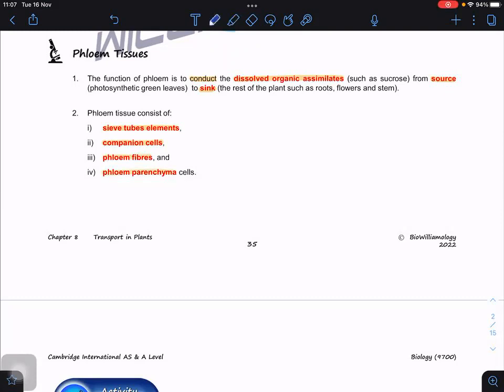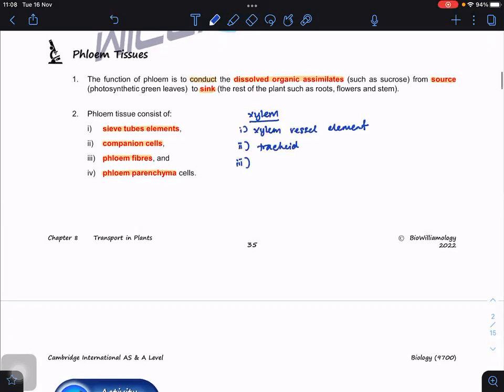As we have gone through the xylem, if you compare, xylem also has four kinds of cells. Number one, the xylem vessel element. Number two, the tracheid. Number three, the xylem fiber. And number four, the xylem parenchyma.